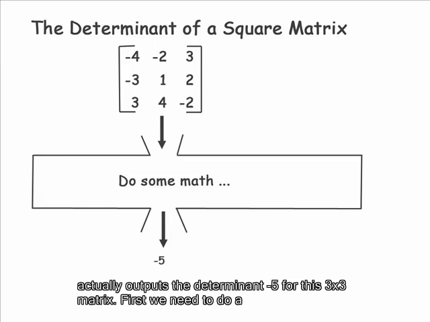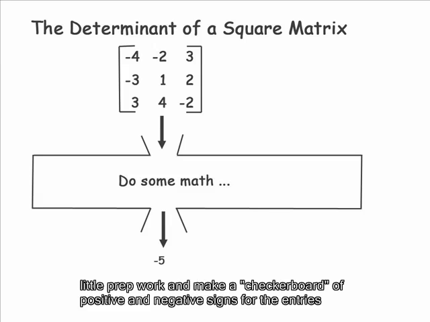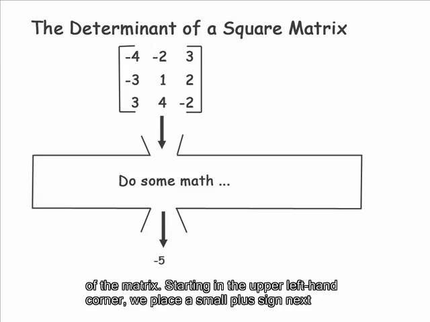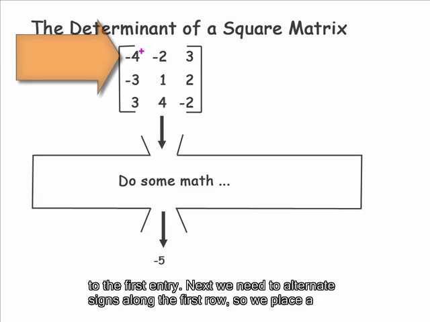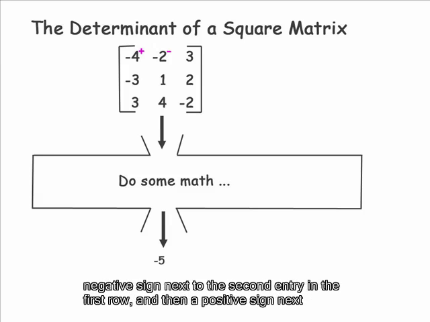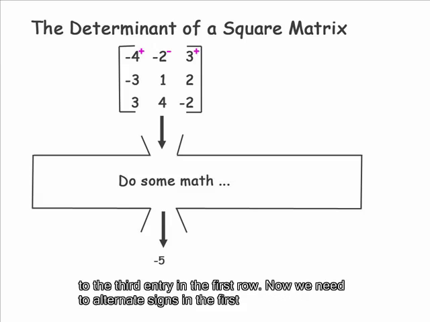First, we need to do a little prep work and make a checkerboard of positive and negative signs for the entries of the matrix. Starting in the upper left-hand corner, we place a small plus sign next to the first entry. Next, we alternate signs along the first row, so we place a negative sign next to the second entry in the first row, and then a positive sign next to the third entry in the first row.